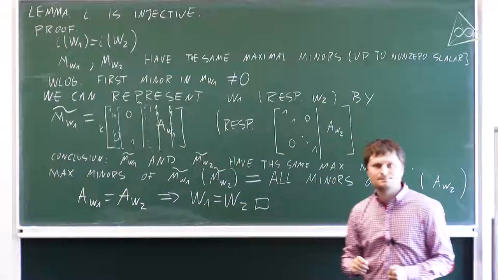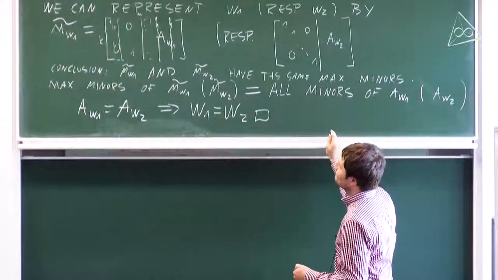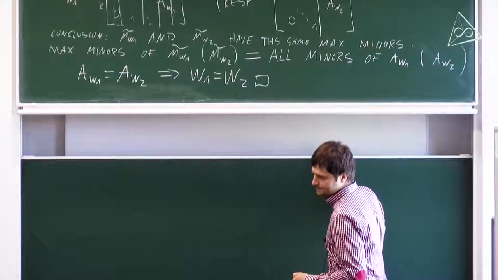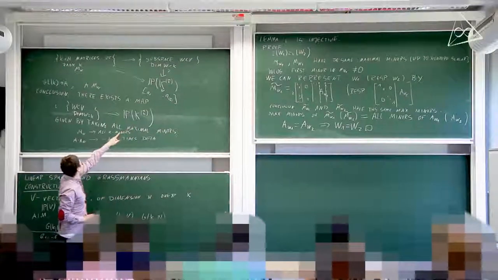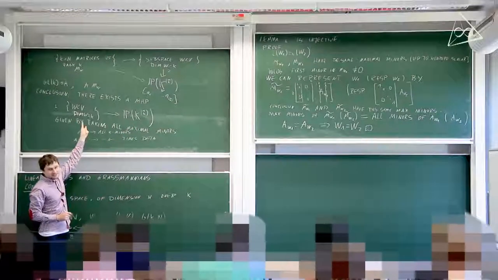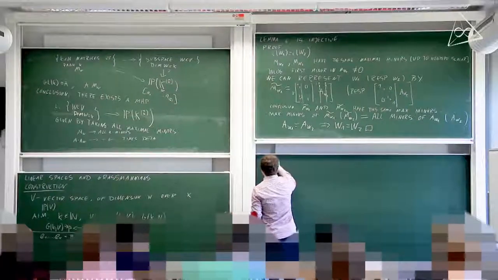So that finishes the proof of the lemma. Very good. So what did we get? We get some subset of a projective space, whose points correspond to k-dimensional subspaces. So far, we don't know anything about this subset, but this will be our definition of a Grassmannian.